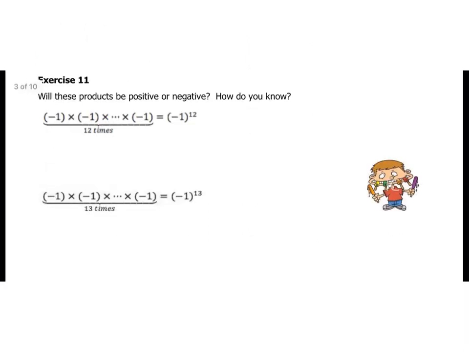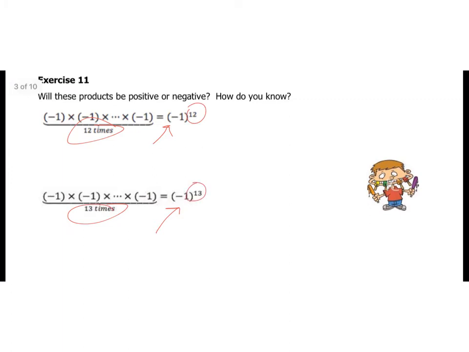Exercise 11 has a few extra questions that you haven't seen before. Will these products be positive or negative? How do you know? So here's what you have to think about. It is a negative number that is being multiplied in both of them. So what you're really paying attention to is how many times is it being multiplied.